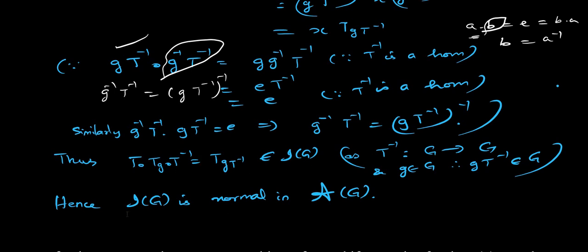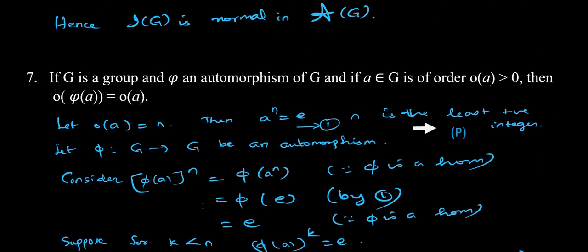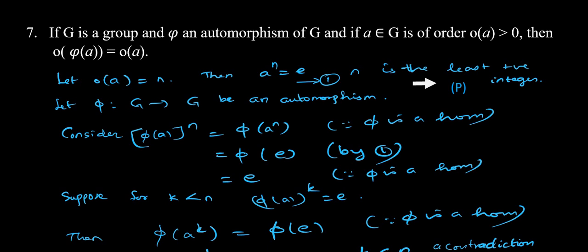So all the conditions for script I of G to be normal in script A of G being true, we conclude that script I of G, the group of all inner automorphisms, is normal in script A of G. So in the next one, we will prove that the order of an element in a group G is the same as the order of its image under an automorphism of G. So if G is a group and phi an automorphism of G, and if A belongs to G is of order of A, then the orders of both of them are the same.